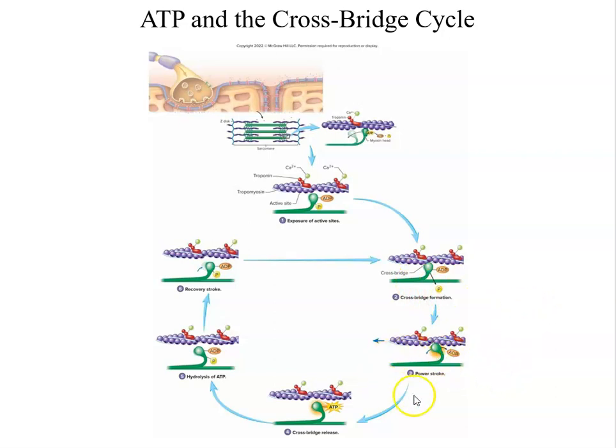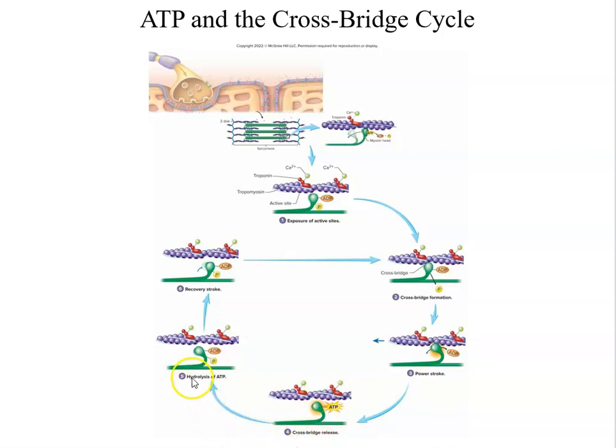Then we have the power stroke. Woohoo! Power stroke. That chemical energy contained in the myosin head is used by it to move, shifting closer to the M line and then sliding the thin filament over it. This ADP remains attached and the cross bridge remains until a new ATP molecule binds to the myosin head.